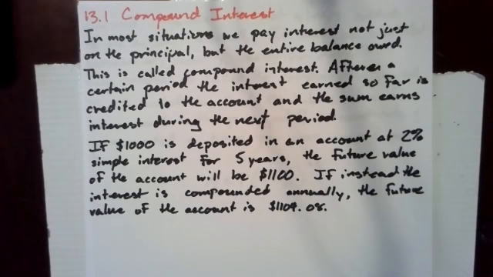If $1,000 is deposited in an account at 2% simple interest for 5 years, the future value of the account will be $1,100. If instead the interest is compounded annually, the future value of the account is $1,104.08.